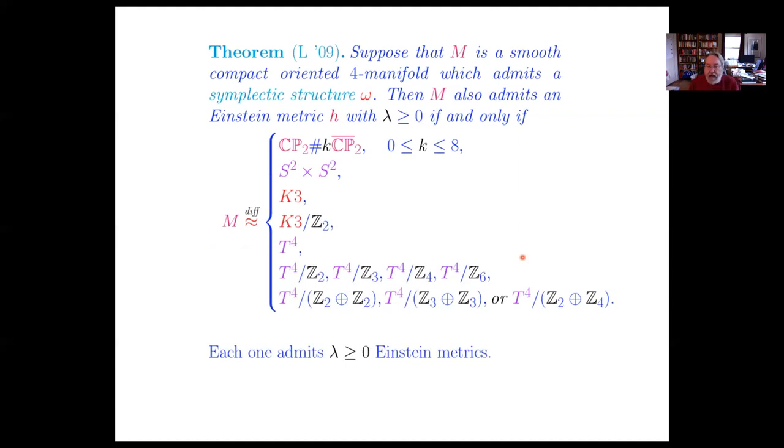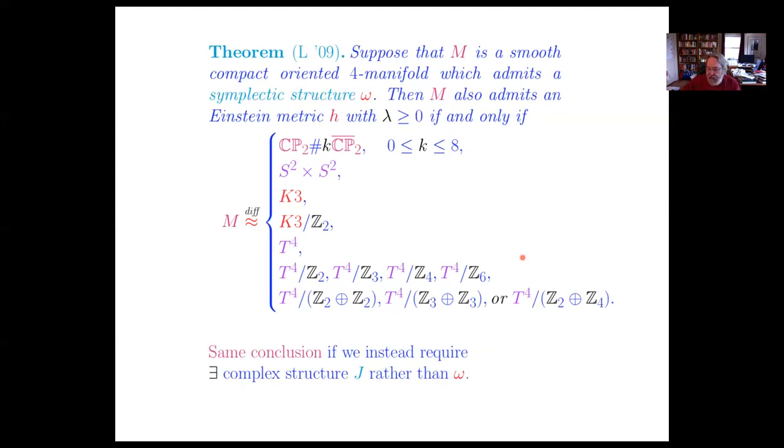So there are 2 assertions here. Each of these manifolds admits a lambda greater than or equal to 0 Einstein metric. Of course, as soon as you have one, you can at least rescale it. You can pull it back by diffeomorphisms, but there's still the more general moduli problem to ask. But the other thing is that with these hypotheses, there are no other candidates. So this is a complete list of candidates for carrying such metrics, and every candidate actually does have such metrics.